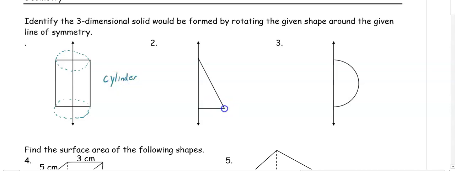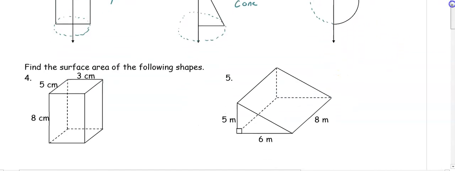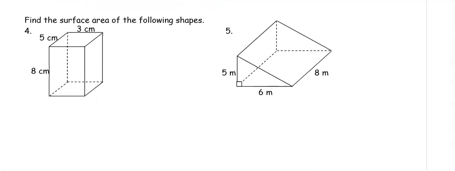In number 2, when we rotate a triangle around in a circle, it's going to create only one circle on the bottom. So this would be a cone. And in number 3, when we rotate, it's going to create a sphere. Find the surface area of the following shapes.